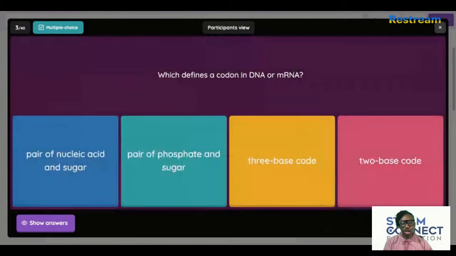Which defines a codon in DNA or messenger RNA? What is a codon? That is correct. It is 3 bases. So AAC will code for a particular amino acid. Okay. And we know those amino acids eventually all link together and they create proteins. All right. Very good.